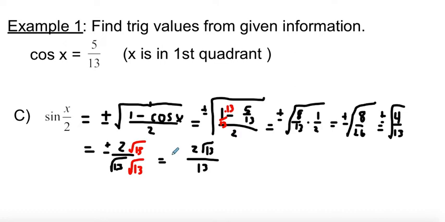So it says here that x is in the first quadrant. So if x is in the first quadrant, then its half angle is also going to be in quadrant 1. Because again, think about like if you have, I don't know, 50, then 50 divided by 2 is 25, so 25 is also in quadrant 1. So we get 2 square root of 13 all over 13.